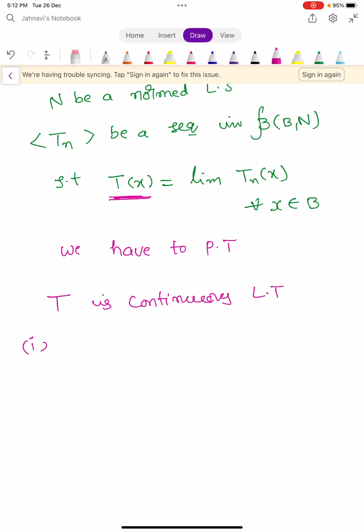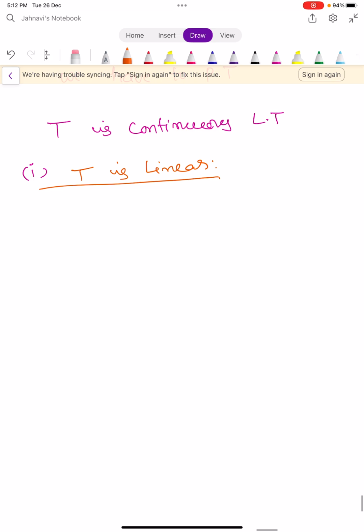So first we prove that it is linear. To prove that capital T is linear, this is the first side heading. Let us take two vectors. Let x, y belong to B, and alpha, beta are any scalars, and x, y belong to the Banach space.